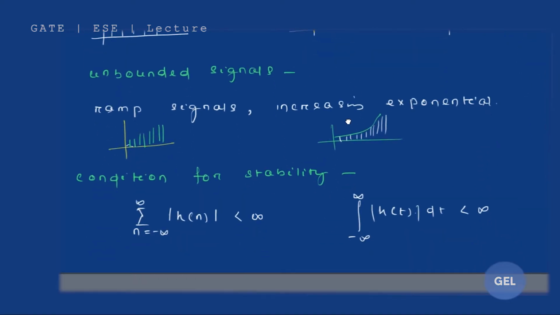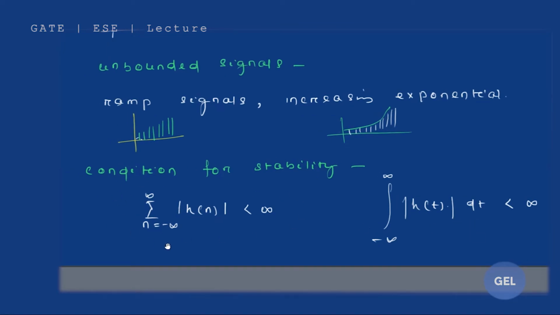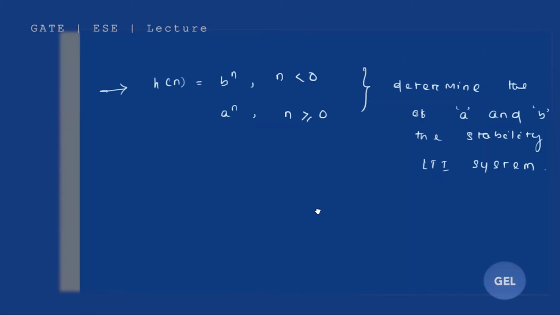And coming back to the condition for stability, the way we had in our continuous time domain, the integration of the mod of h of t dt from minus infinity to infinity is less than infinity. That means it must converge and give a definite value. Similarly, here for the condition for stability, instead of integration we take the summation, n equals minus infinity to infinity. The sum of the samples has to give a definite value for stability. Now let's solve a couple of questions.